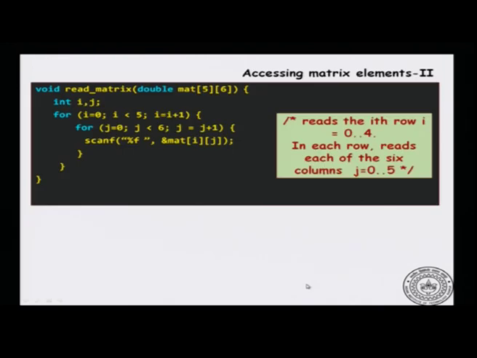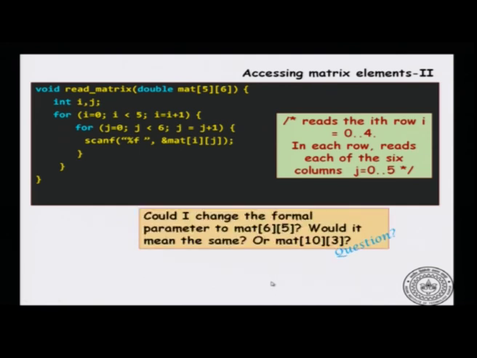Now, let us look at the access mechanism in somewhat greater detail. Let us ask the following question. I have written a function to read a matrix of size 5 by 6. Can I give a 6 by 5 matrix? This is a matrix of 5 rows, 6 columns each. Instead, can I give a matrix of 6 rows, 5 columns each? The total number of elements is still 30. Would it be the same, or even a matrix of 10 by 3, 10 rows, 3 columns each? All of these have 30 elements.